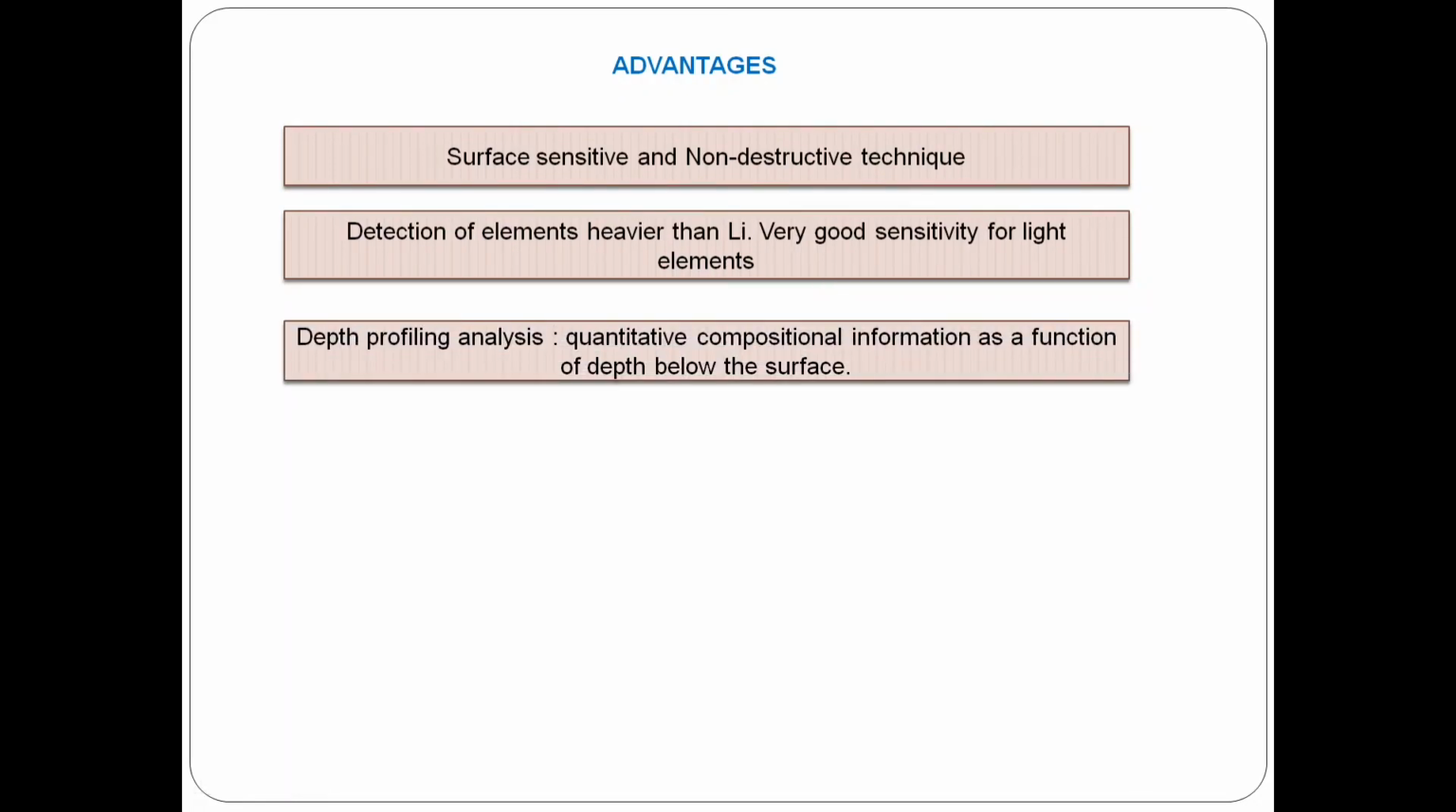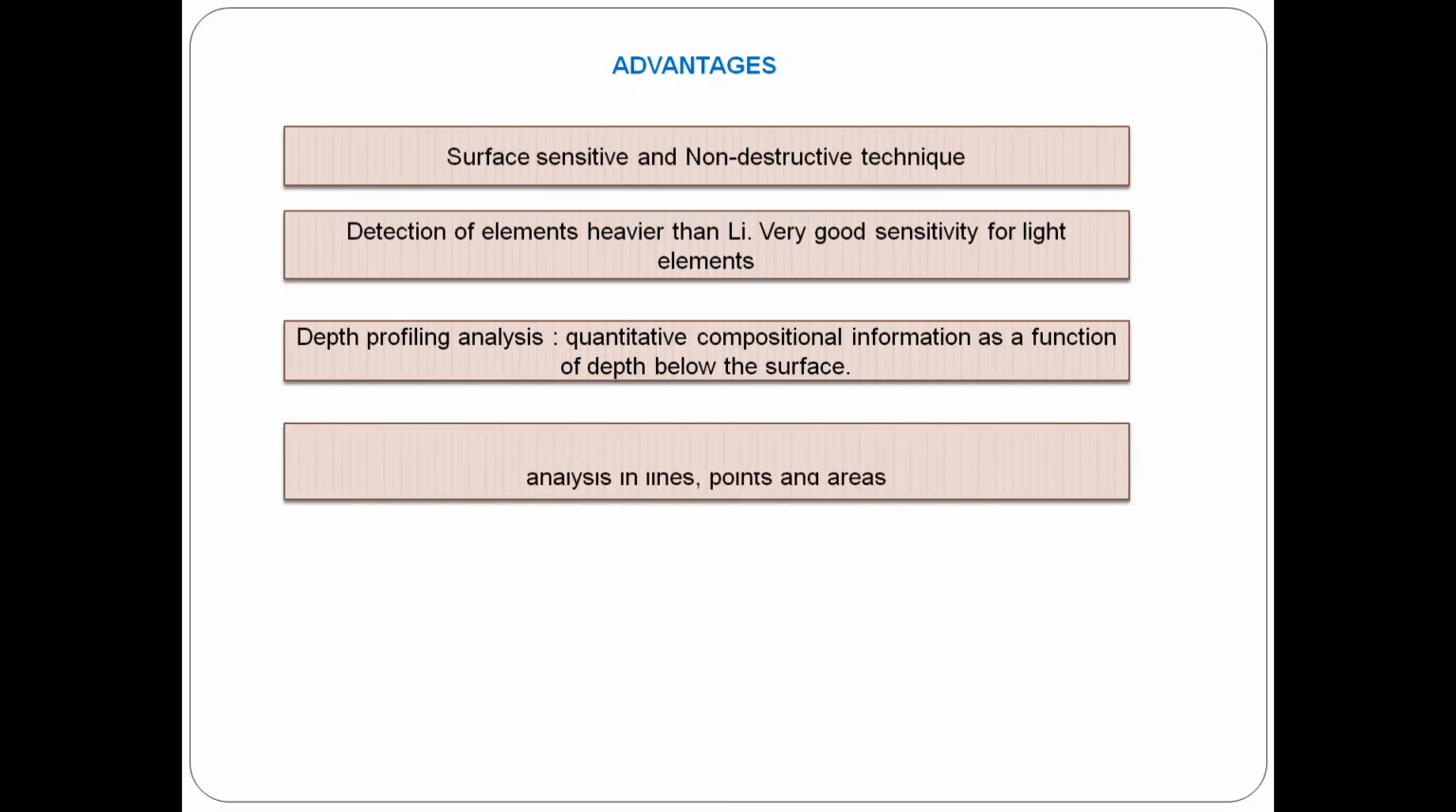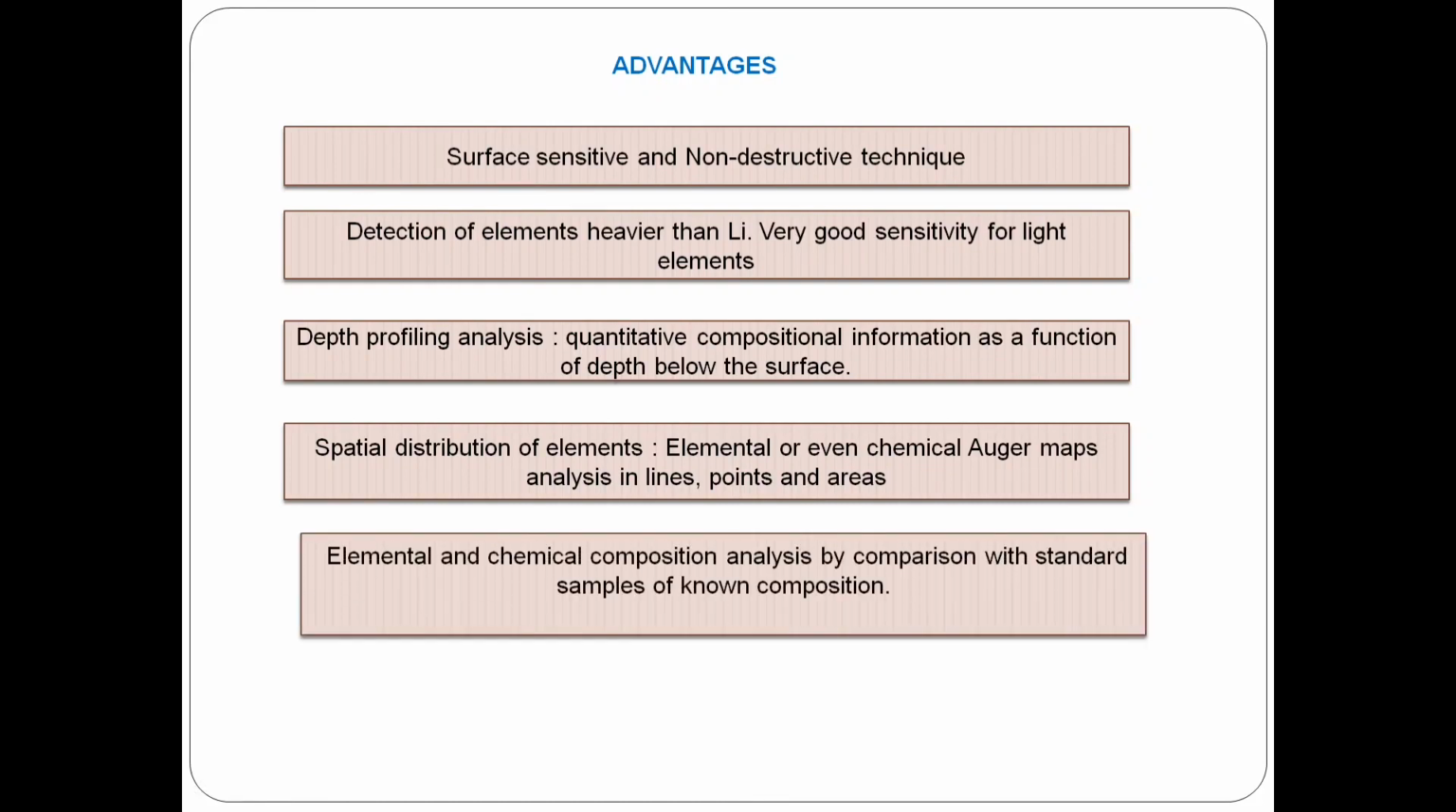From Auger electron spectroscopy, we also get depth profiling analysis, from which we get information as a function of depth. From this, we also get the spatial distribution of elements. From this, we get elemental or even chemical Auger map analysis in lines, points and areas. We get elemental and chemical composition analysis by comparing with our standard sample of known composition.